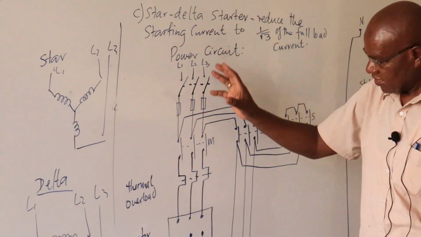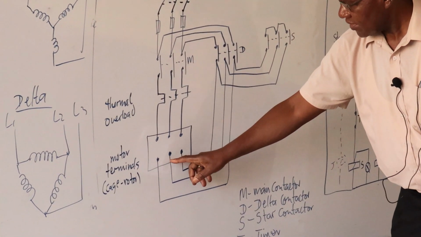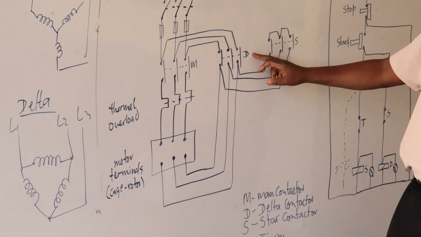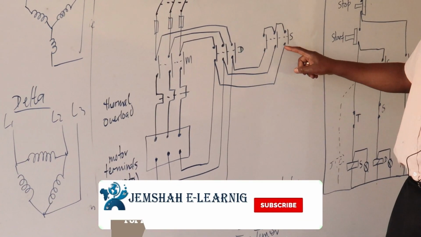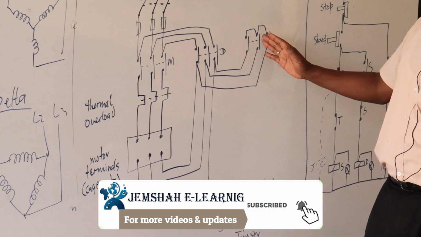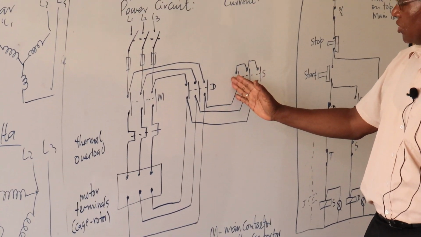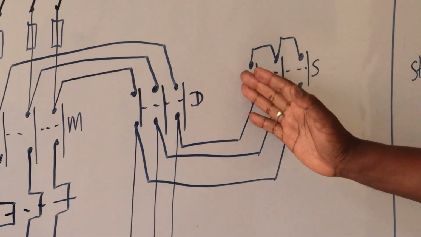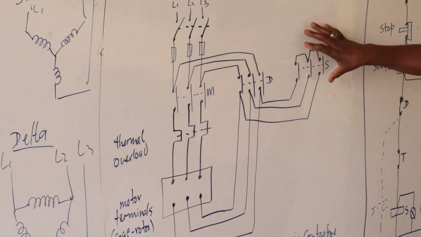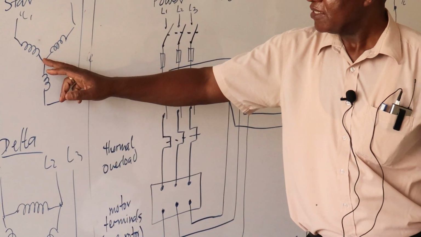Now if you view my circuits here, the lower terminals, which are these ones here, they have come to these terminals of the delta contactor, and then they are shifted over to the S contactor. And when the S contactor picks, this one will close. And when it closes, it will be tantamount to shorting these ones here. So all this will be connected together. I get my star connection.